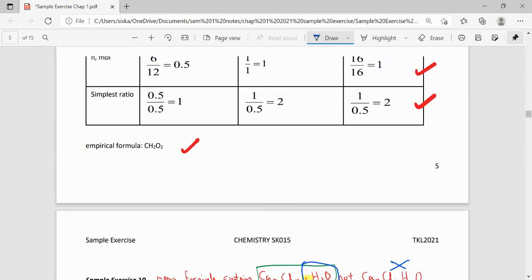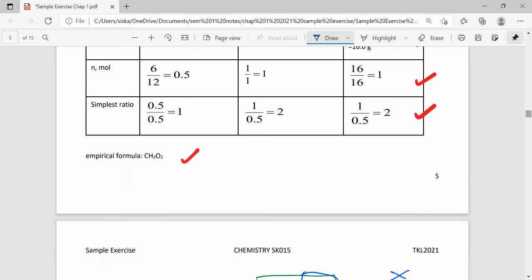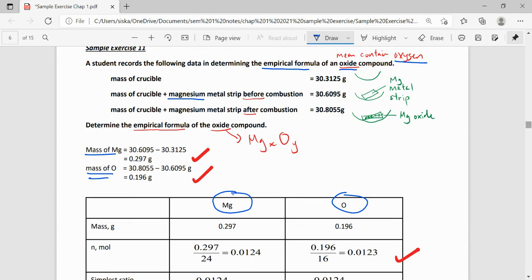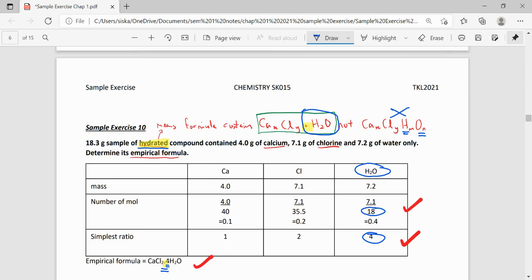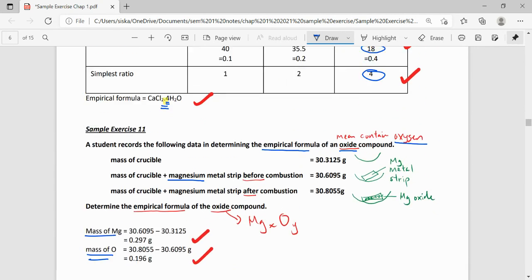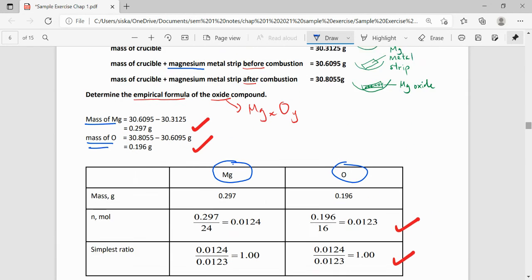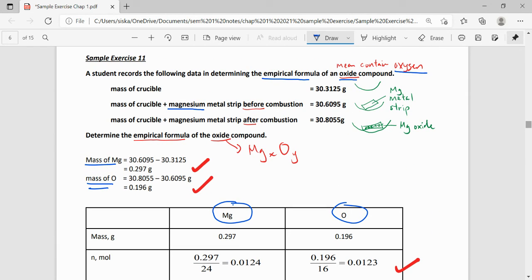For both sample exercise number 9 and sample exercise number 11, oxygen we always calculate last, because sometimes combustion happens in excess oxygen. Therefore, calculate oxygen last. So that's all for empirical formula and molecular formula.